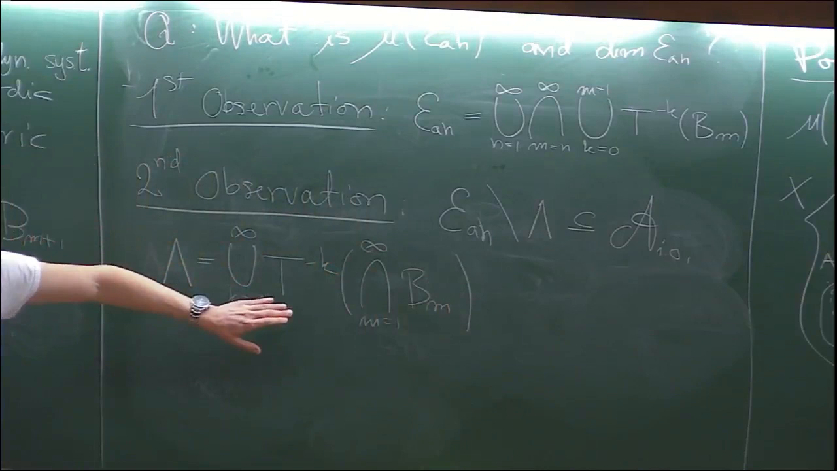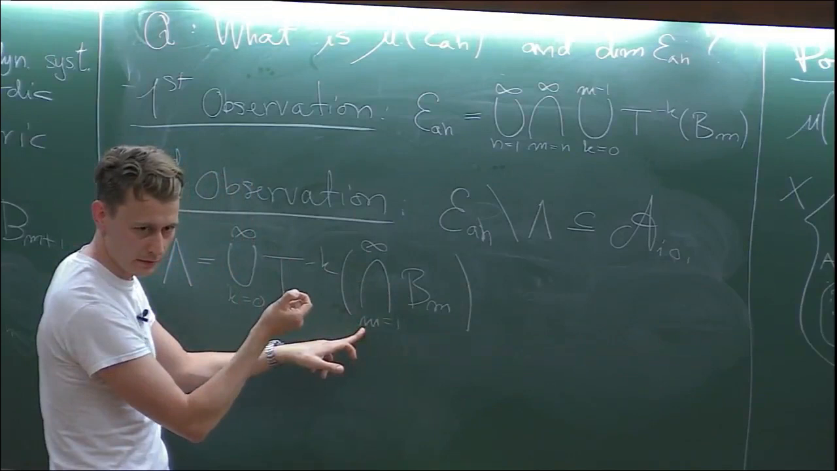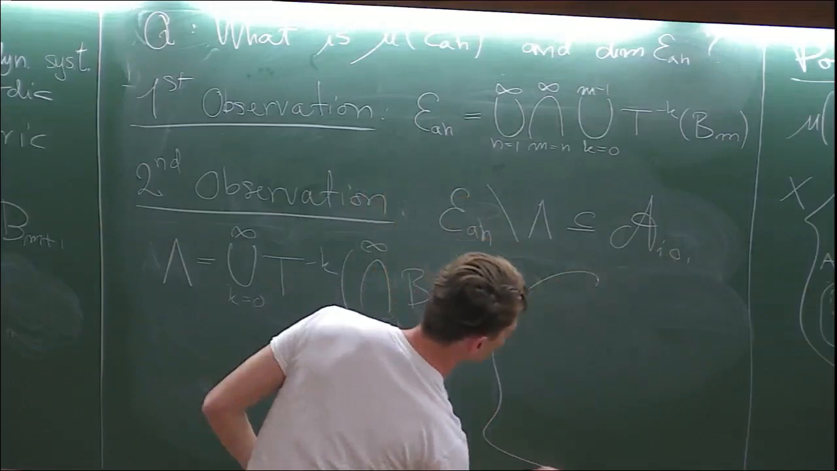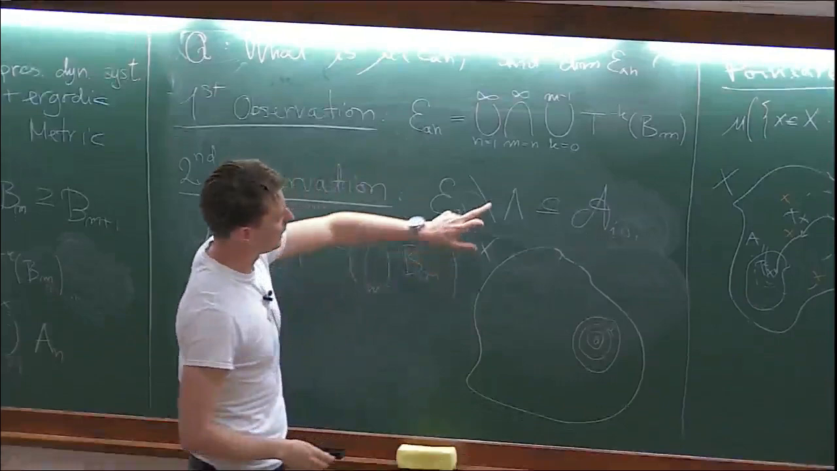Okay, so the reason for this is, imagine that we actually take the example where our targets are balls with a fixed center. So if we intersect all of them, what's left is just the center. So maybe let me draw a new picture. If this shrinks to a point and we take all the pre-images of this point, why do we need to remove that? Let's argue that first.